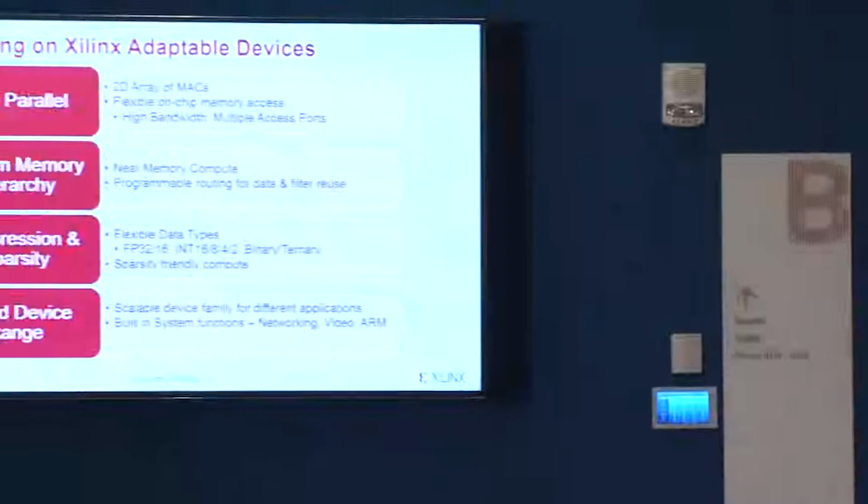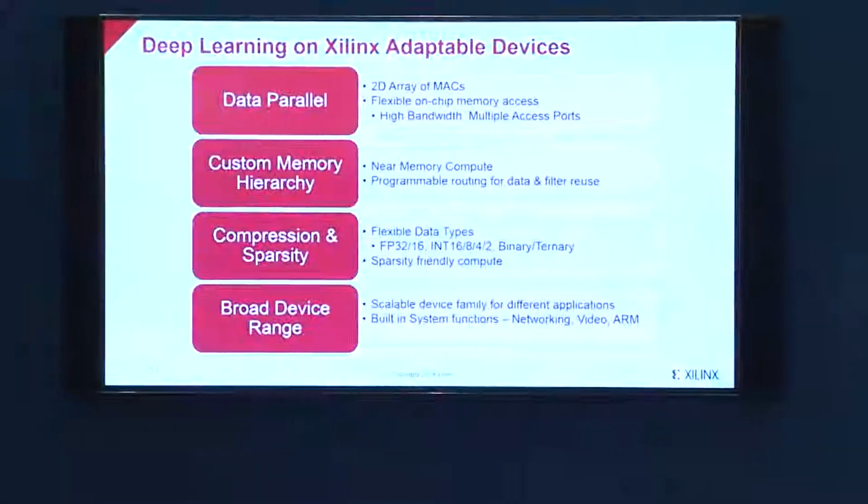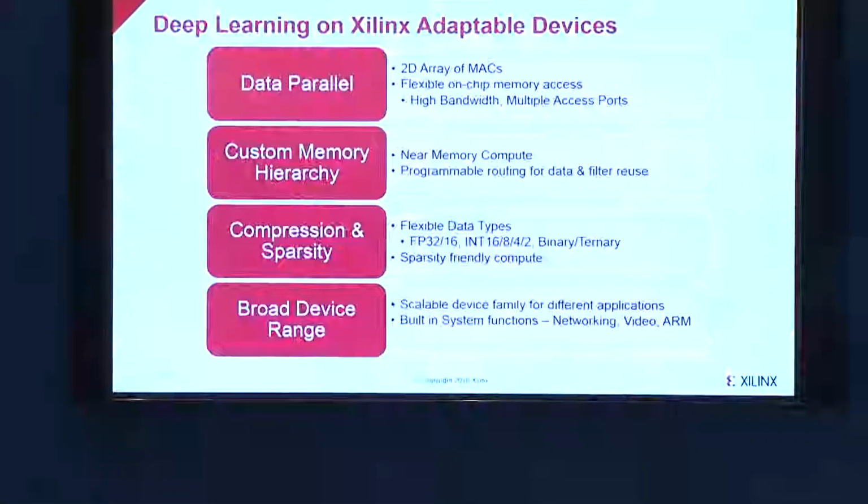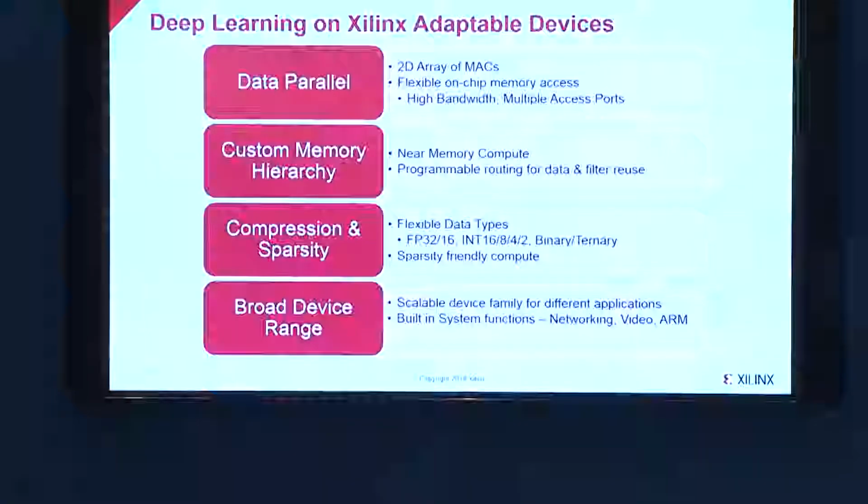Then compression and sparsity. Thanks to Professor Song Han's work, he has popularized this: in deep learning, when you are doing inference, even though you train your model in floating point 32 or floating point 16, when you have to deploy, int8 is a no-brainer anymore, but you can go below int8 also.